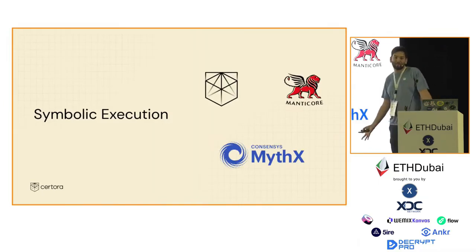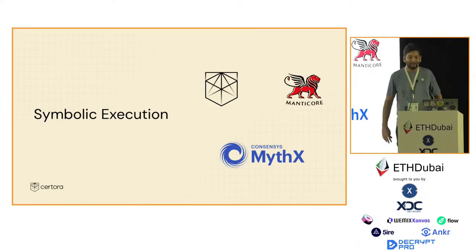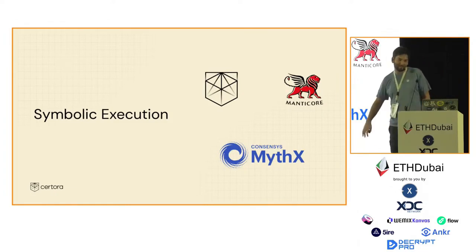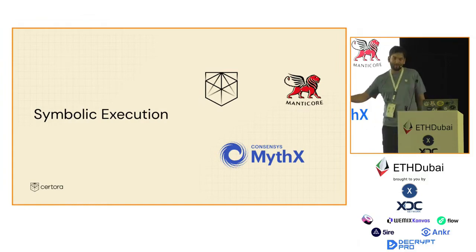The first type of formal verification that we will discuss is called symbolic execution. There are several tools on the market that do this. There is the Certora tool that we've discussed before, there is Manticore by Trail of Bits, and there is Mythril by ConsenSys Diligence, and others.